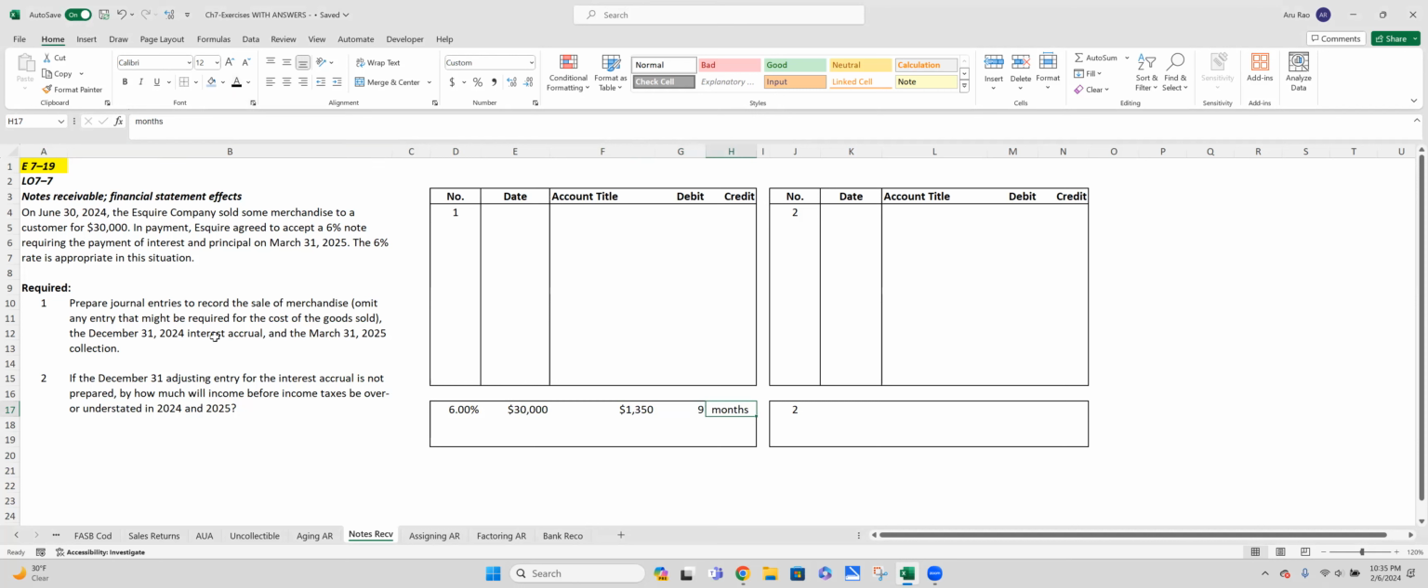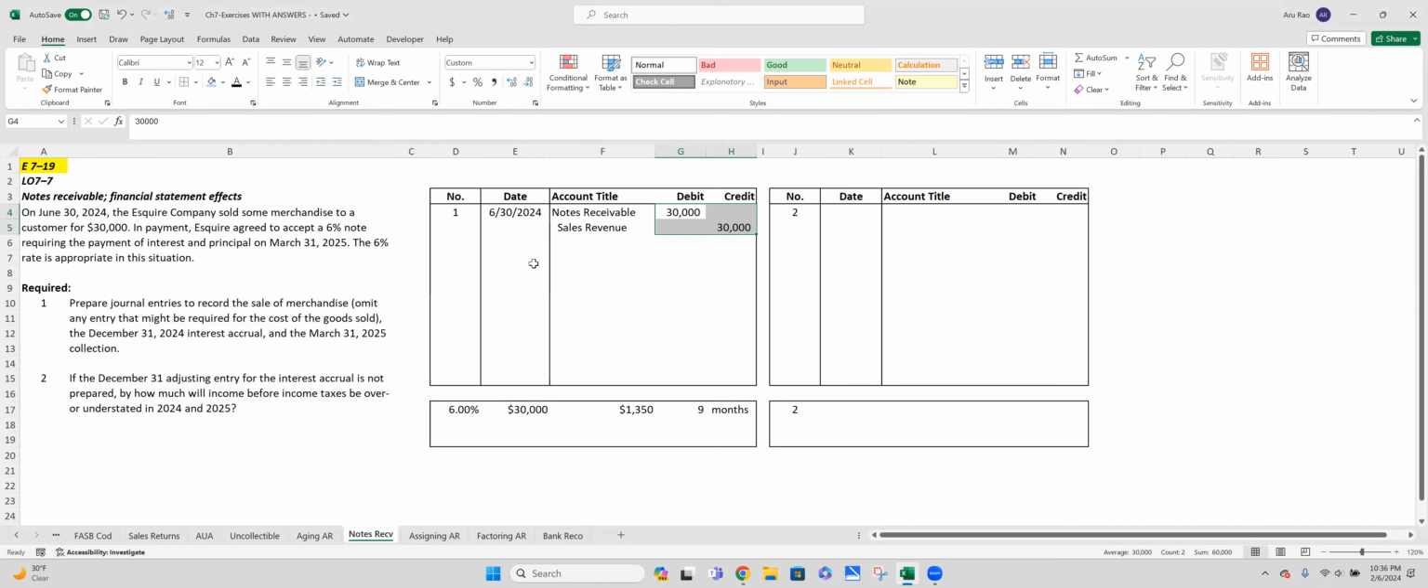Now I'll be doing journal entries on June 30th, then December 31st, and then March 31st. So let's start with the journal entry on the date we made the note. We are the ones who made the sale, so it's notes receivable debit. We are the ones who will get the money. We sold merchandise to a customer, so it's sales revenue. We know the amount is $30,000. They've asked us to prepare the journal entry to record the sale, so we did that. They told us to omit cost of goods sold. They've not given us that information, so we can't do that.